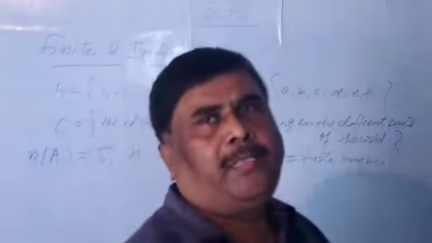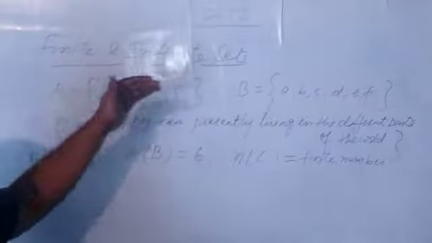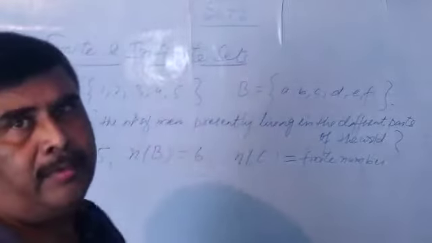It means C is also a non-empty finite set. Okay, so here we found that set A, set B, set C all are non-empty finite sets.